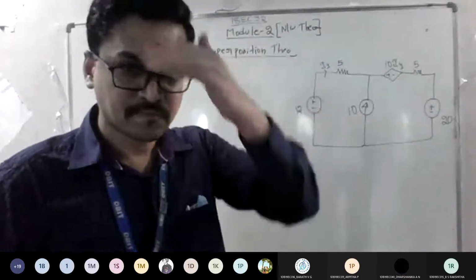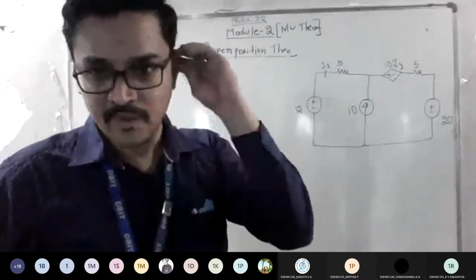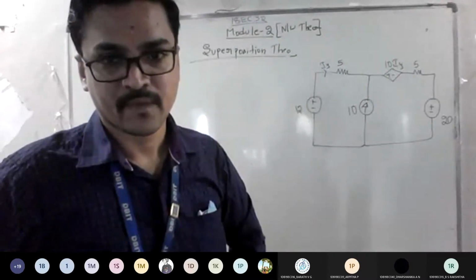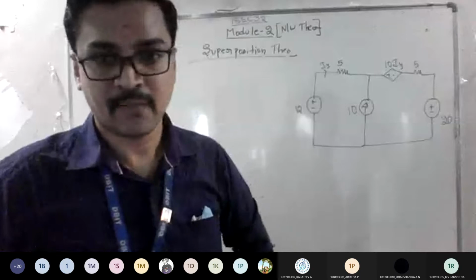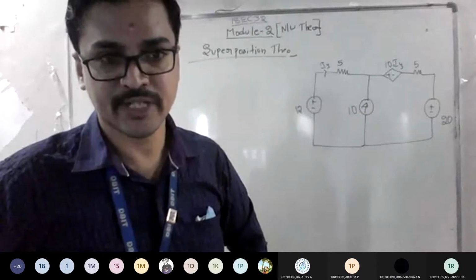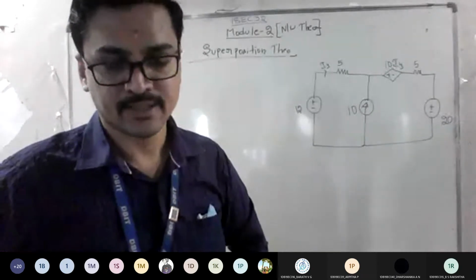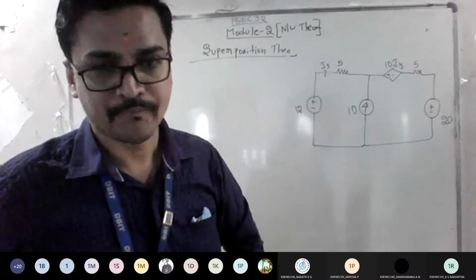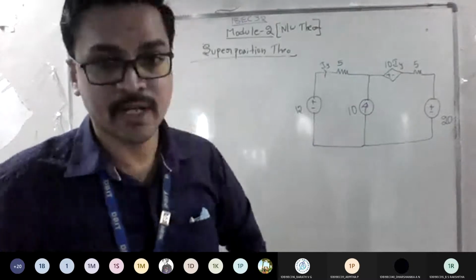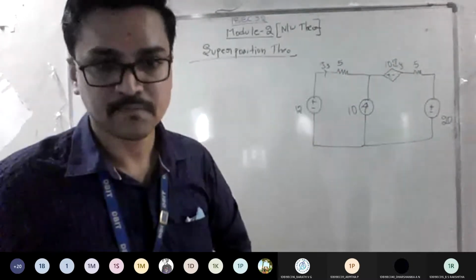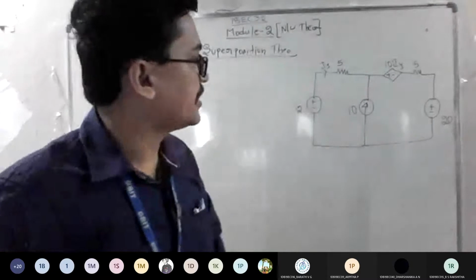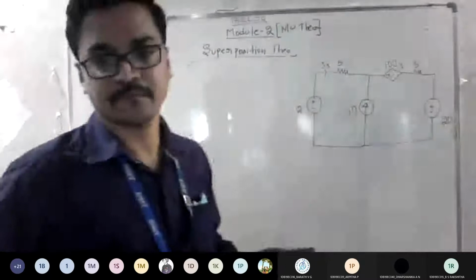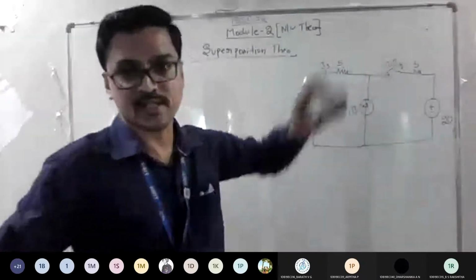Have you written the question, everyone? I'm audible. Is it fine till here? Okay. So now tell me how many sources you have. 4, sir. 4, including your dependent source. Agree?